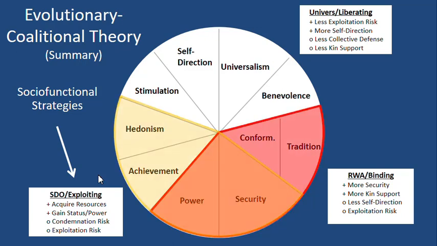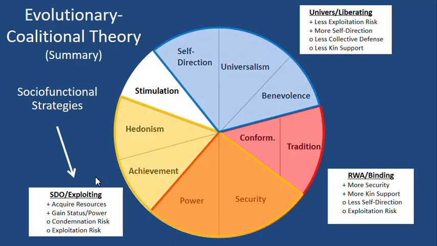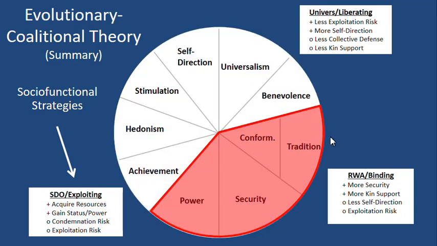Okay, so to summarize this in terms of our Schwartz model, you can imagine here in pink, we have the RWA. So you're going to get more security, and because you have these strict norms and conformity and tradition, you're going to get more kin support. So kinship, or families and all the connections around families, would be the traditional way of organizing in the ancestral environment. And you're going to have the cost here, the little zeros mean costs: less self-direction, and you're at risk for exploitation.